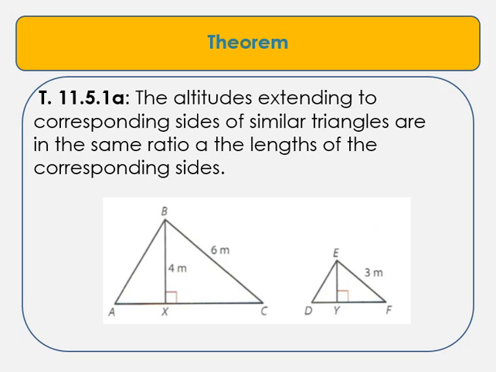So the next few theorems that we're going to learn show that the same similarity ratio applies to the lengths of corresponding special segments within the similar triangles. So we're talking about altitudes, medians, angle bisectors, and so forth. Once again, the definition of an altitude is a line dropped from a vertex perpendicular to another side of the triangle. So the altitudes extending to corresponding sides of similar triangles are in the same ratio as the lengths of the corresponding sides.